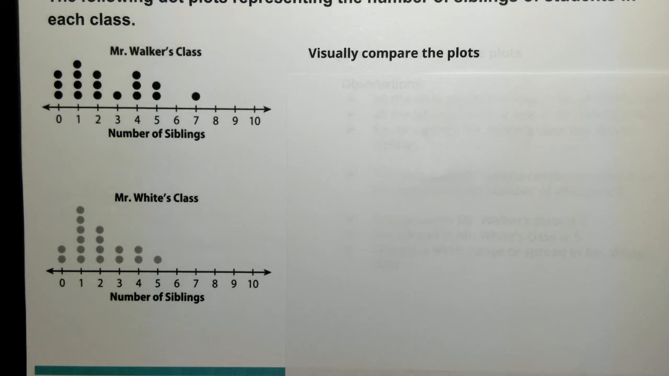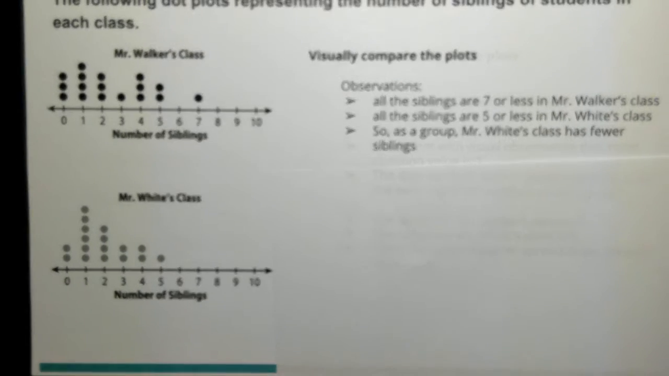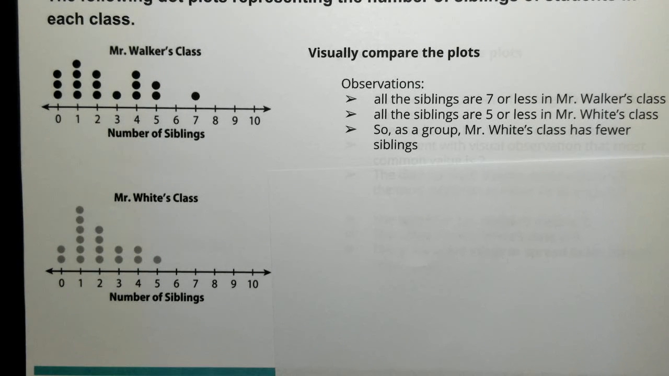All right, so Mr. Walker's class has a higher number at 7 than Mr. White's. So the range looks higher, and the spread is higher, so let's see what we see. So let's look. All of the siblings are 7 or less in Mr. Walker's class. That's one way to look at it. And all of the siblings are 5 and less in Mr. White's class. So one conclusion we could draw from this is that Mr. White's class has fewer siblings.